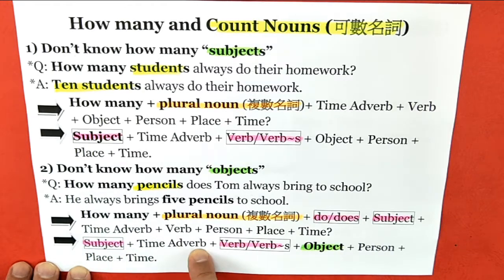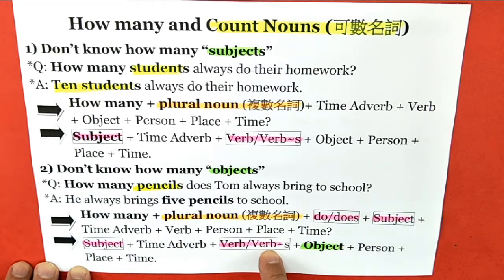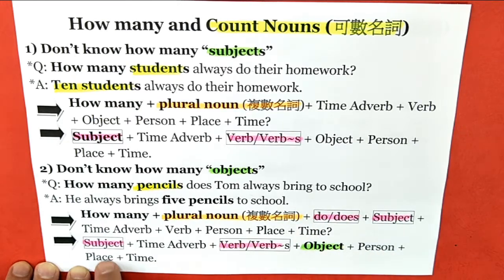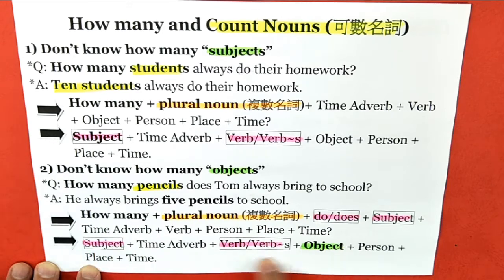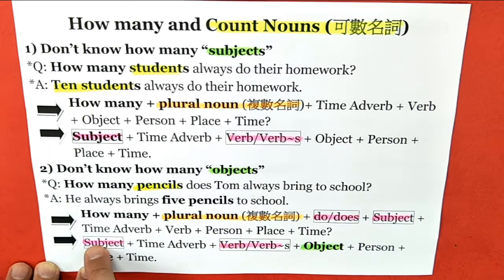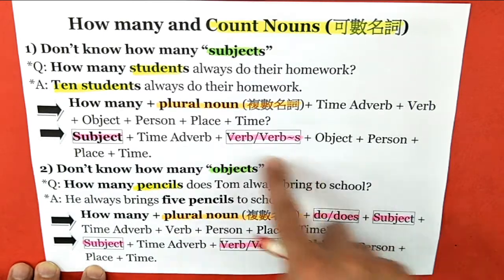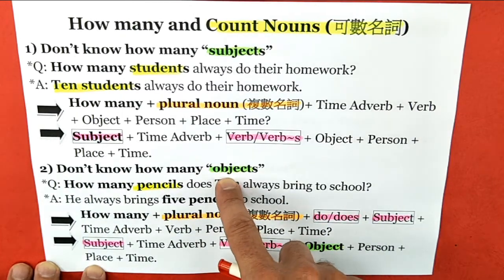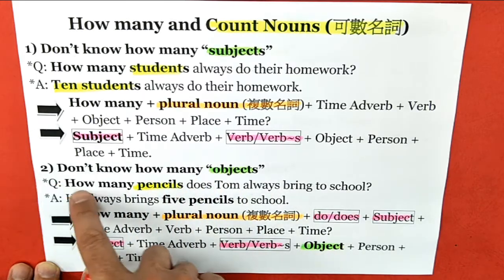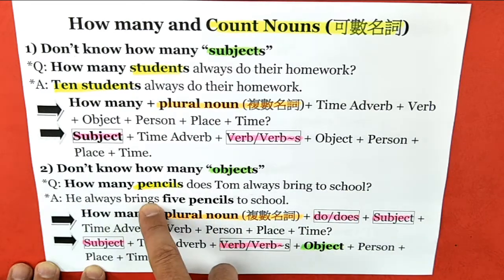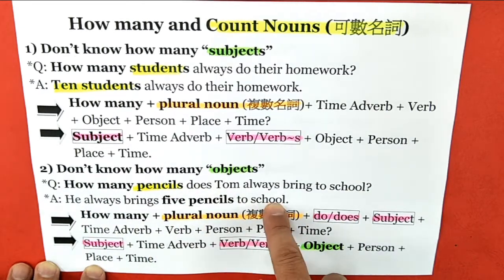Answer, subject plus time adverb plus verb or verb plus S plus object, there's the answer, the object plus person plus place plus time. Remember again, the subject and verb must agree. Subject is he, she, it, we use verb plus S. I, you, we, they, subject, verb. Okay, that's very easy. When we don't know how many objects, we say, how many pencils does Tom always bring to school? He always brings 5 pencils to school.